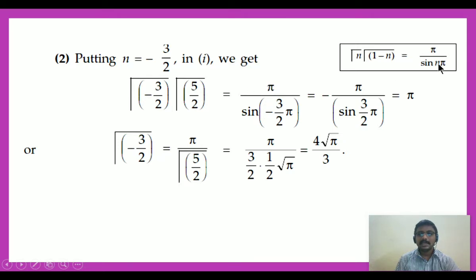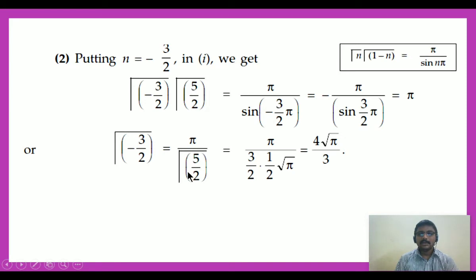Pi by sine of n. But what is n here? Minus 3 by 2. So sine of minus 3 by 2 pi. But sine of minus theta is minus sine theta. That is minus pi by sine 3 pi by 2. But sine 3 pi by 2 is minus 1. So clearly minus minus get cancelled, that is pi. So the value of gamma of minus 3 by 2 into gamma of 5 by 2 is pi. Just leave gamma of 5 by 2 on the right hand side, then gamma of 5 by 2 will be divided with pi. So that is gamma of minus 3 by 2 is pi by gamma of 5 by 2.